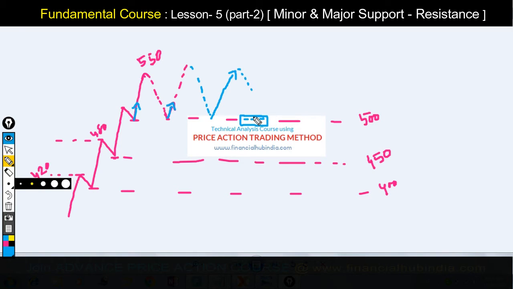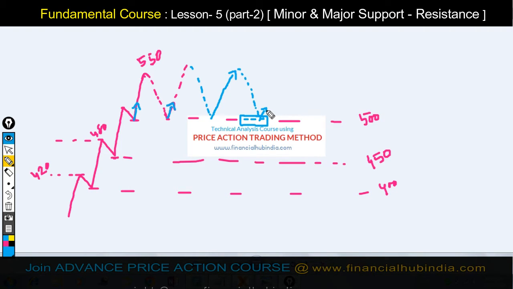I'll also buy, because I want to join the overall buyers in the market, right? So it comes here, you buy it here. So what do you think? What should be your target? At which price level do you want to exit the market? You want to book some profits in the market.